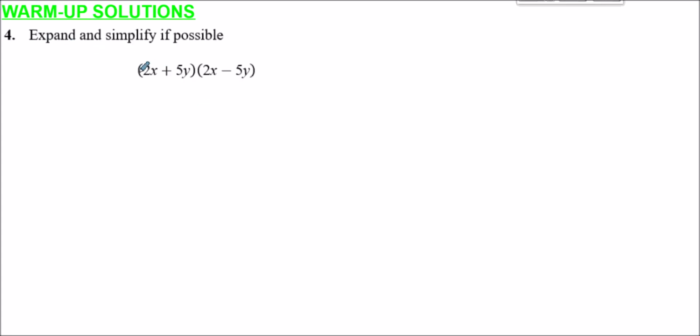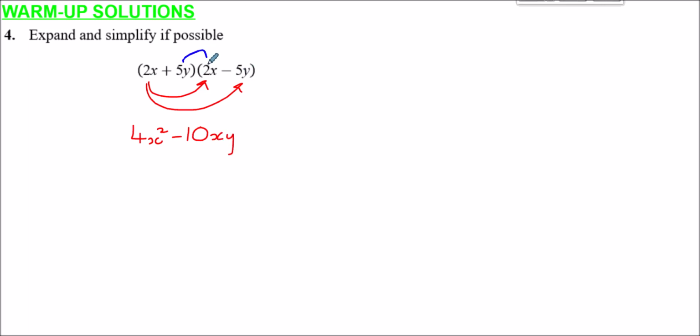Finally, for the warm-up, question 4, 2x plus 5y expanded by 2x minus 5y. So let's expand it out the slow way first, see if we can spot a link. 2x multiplied by 2x, 2 times 2 is 4, x times x is x squared. Then 2x multiplied by minus 5y. 2 multiplied by minus 5 is minus 10. x times y is xy.